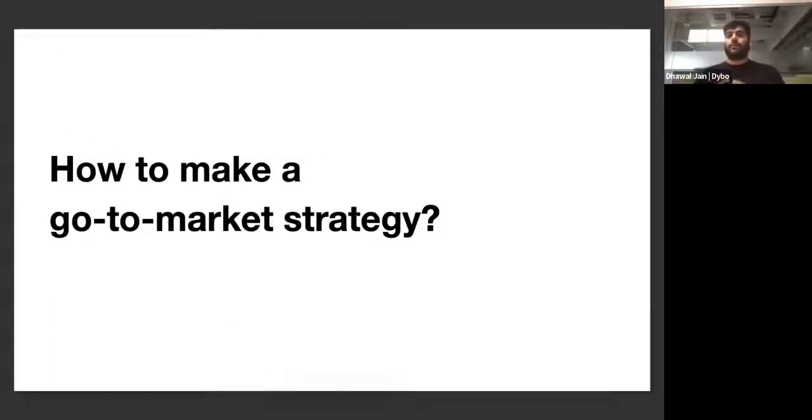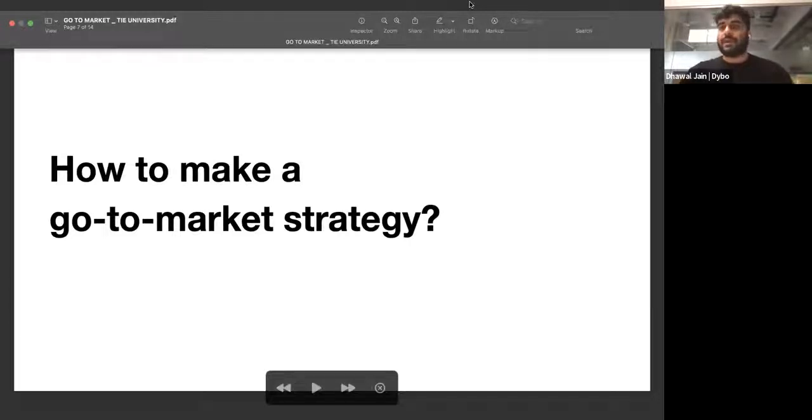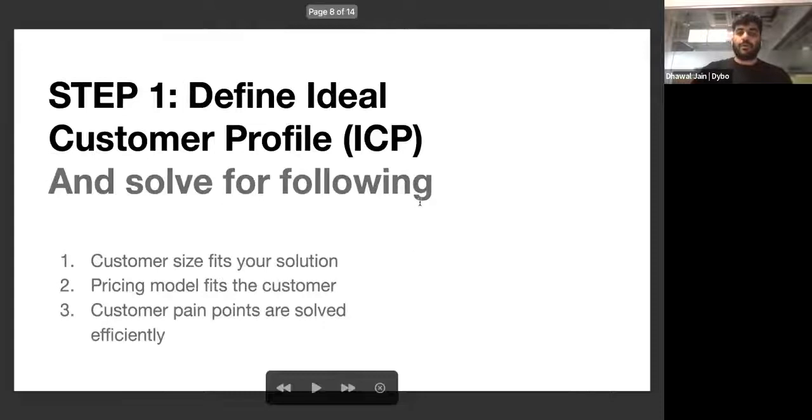Then we've talked a lot about go-to-market strategy and how important it is for a startup, and what a defining moment it forms for a startup. Let's move on to how you make this go-to-market strategy. I've boiled it down to 7 small steps. The first step is that you define your ideal customer profile, right? What is an ideal customer profile, or ICP?